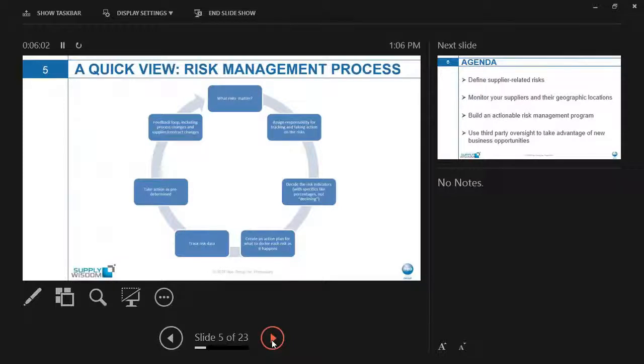And I'm going to talk about that in more detail. You need to assign responsibility for tracking and taking action on those risks. We'll talk about that. Deciding what the risk indicators are.